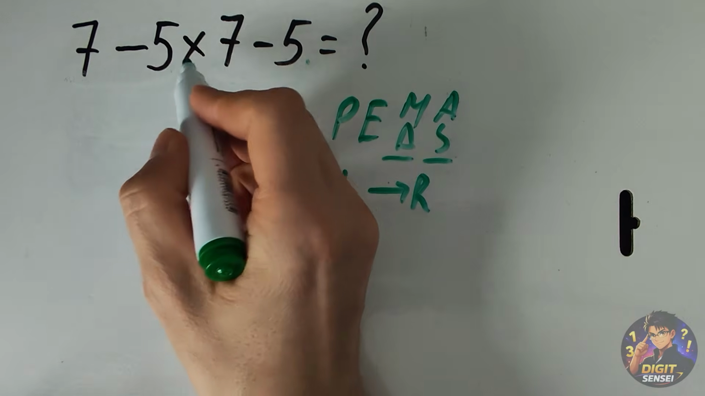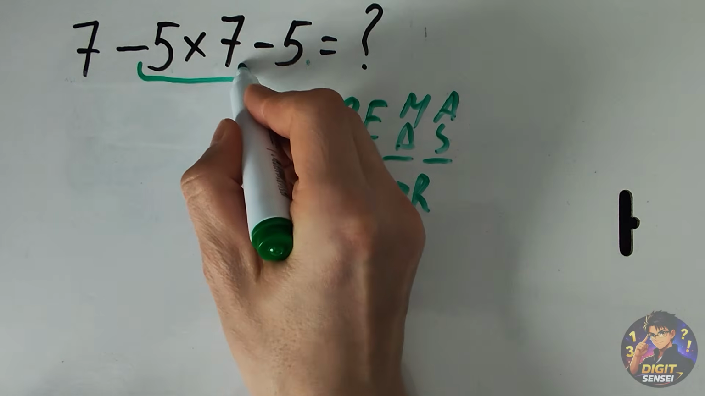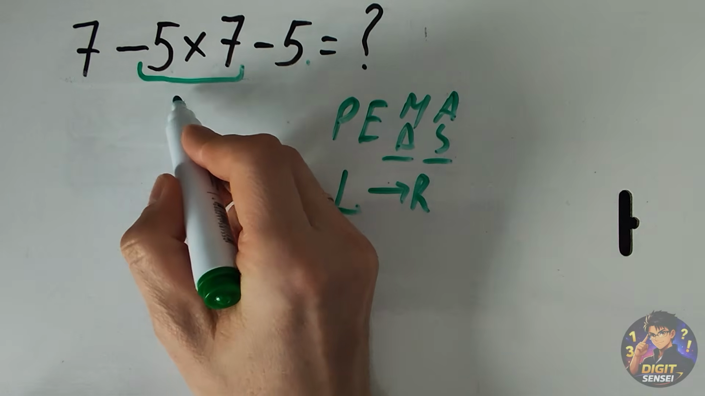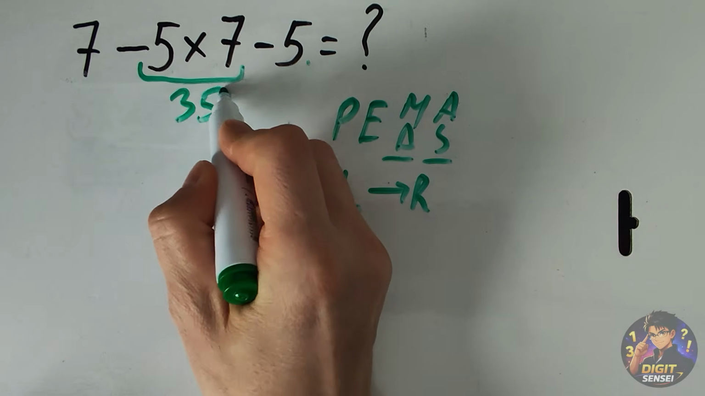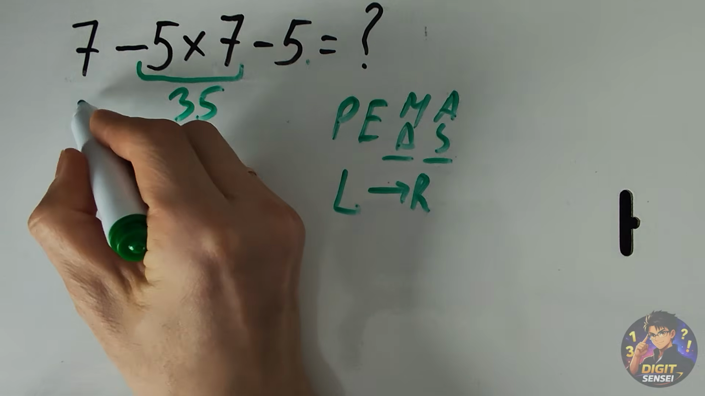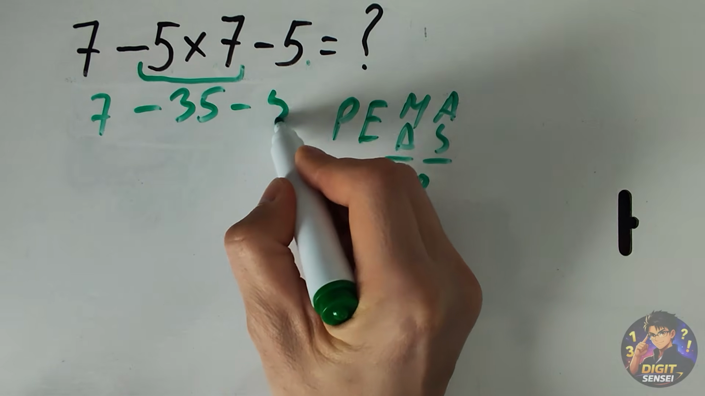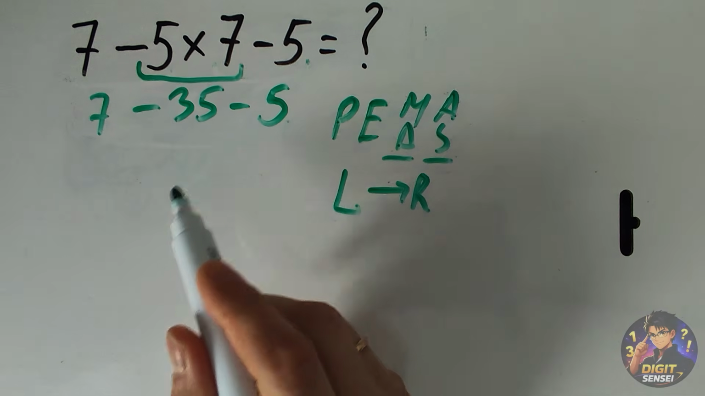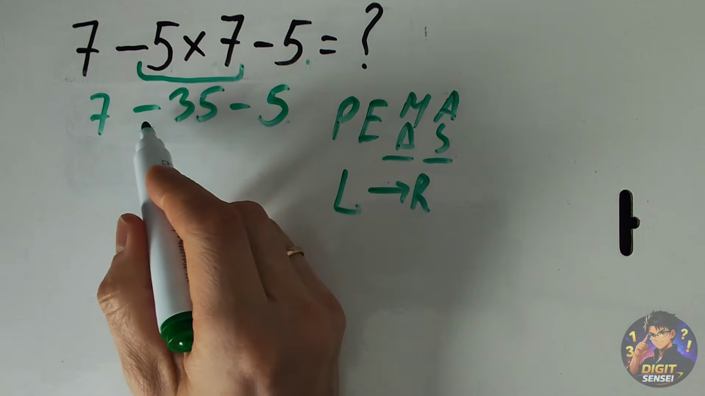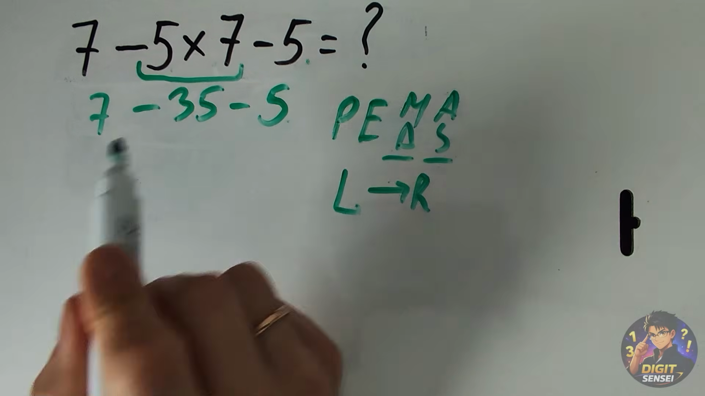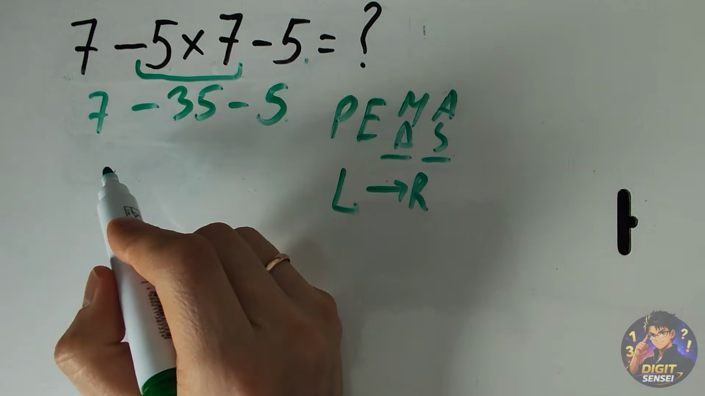So first we have to do this multiplication. 5 times 7 gives us 35. So 7 minus 35, then minus 5. Now we have two subtractions, and when we have more than one subtraction in an expression, we have to work from left to right. So here first we have to do this subtraction.